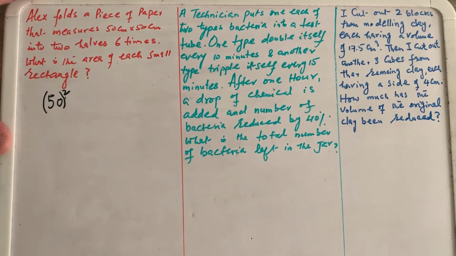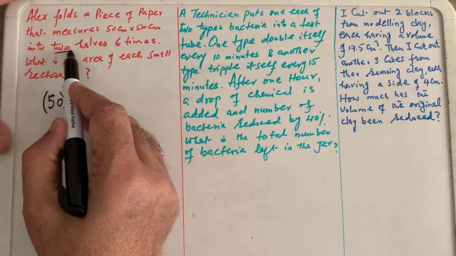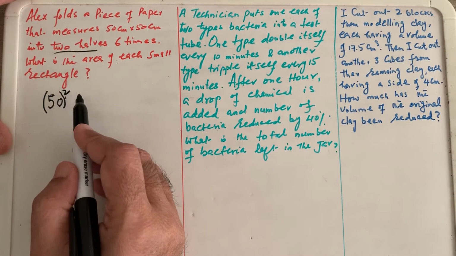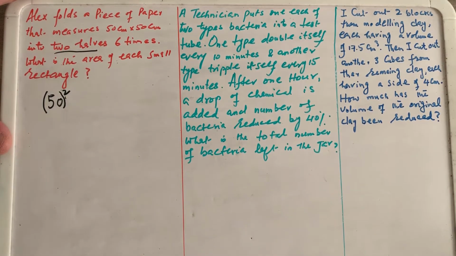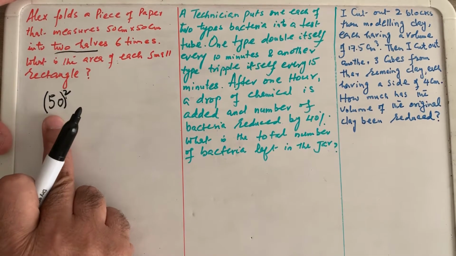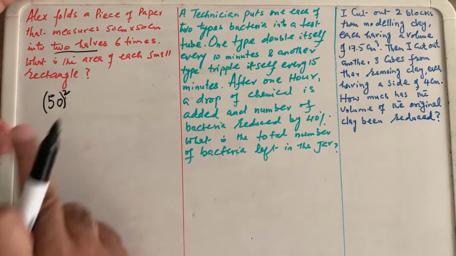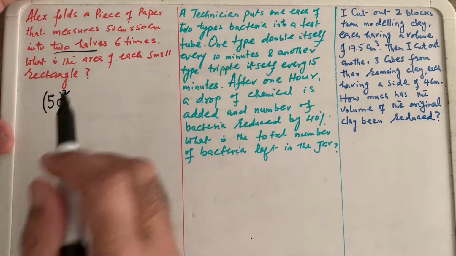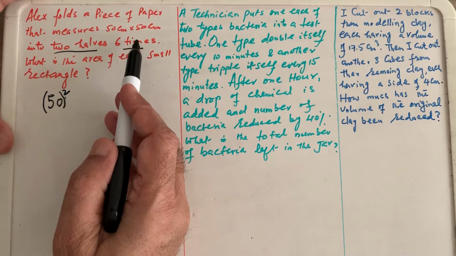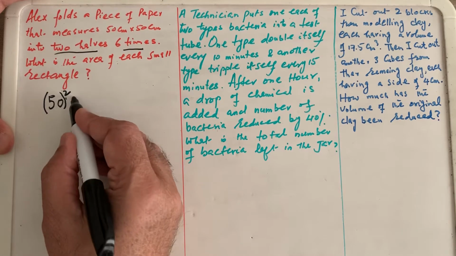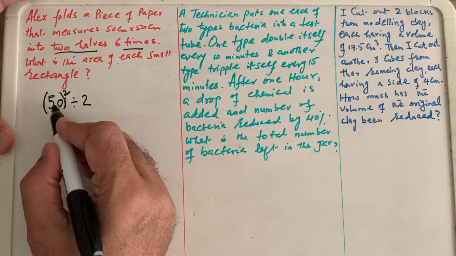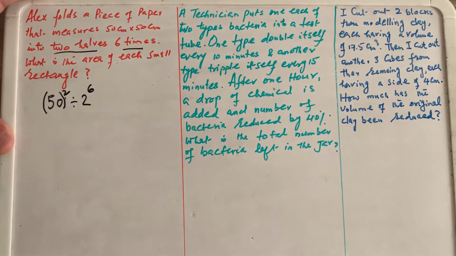What is he doing? He is folding it into two halves, and we have to find out what is the area of the small rectangle, right? So area is this actually, because 50 times 50 is this area, but now he is folding it. How many times? 6 times. So that means this 6 is your power and two halves, and 2 is your base. So you have to divide this area by 2 to the power of 6 to get the area of the small rectangle. When he is folding, it becomes smaller and smaller and smaller, right?